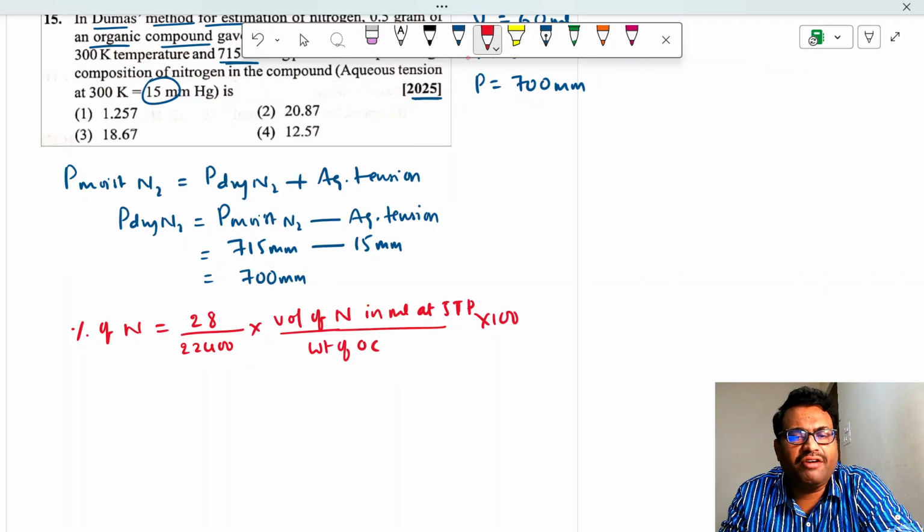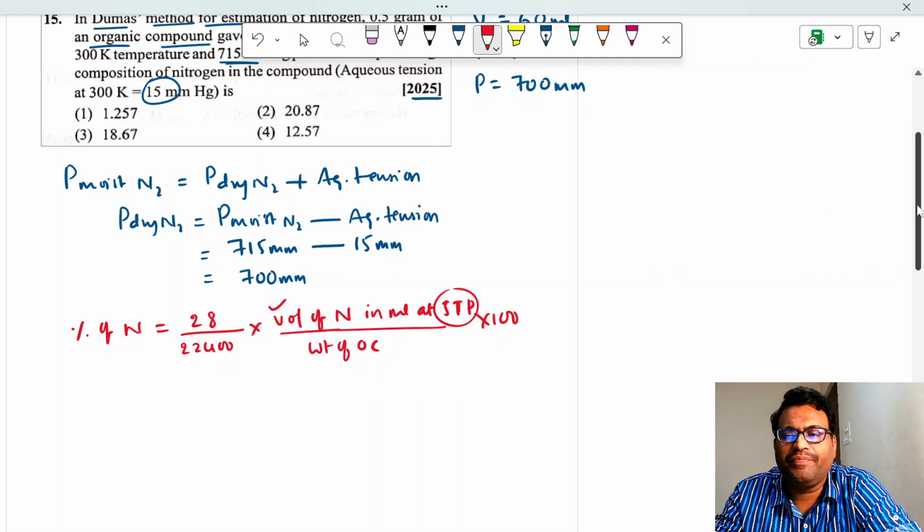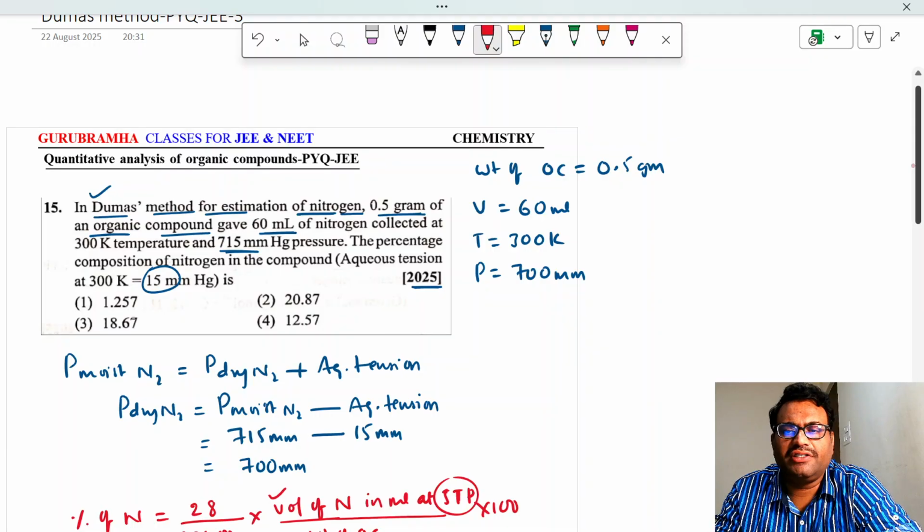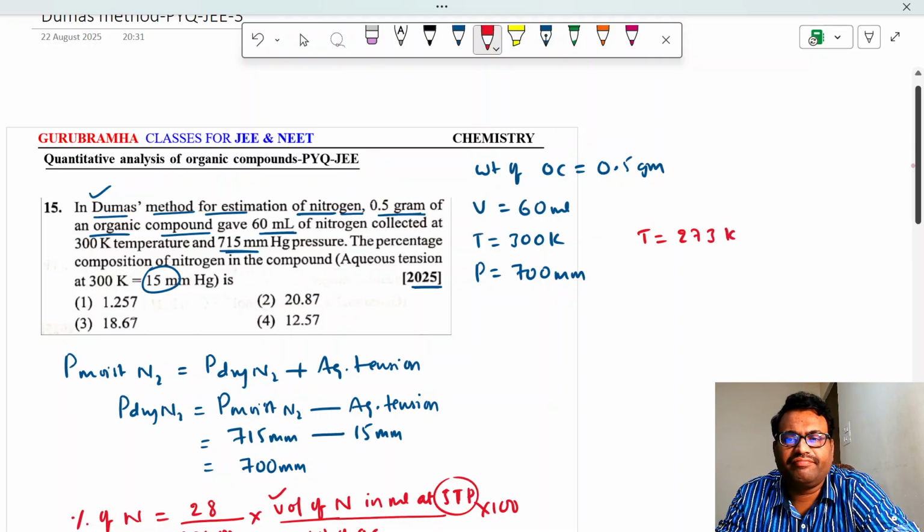So in the formula we have the volume of nitrogen gas in ml at STP conditions. For STP conditions, temperature we are taking as 273 Kelvin, not 273.15, because the calculation will be very difficult. Then pressure is equal to 760 mm, 1 atmospheric pressure.